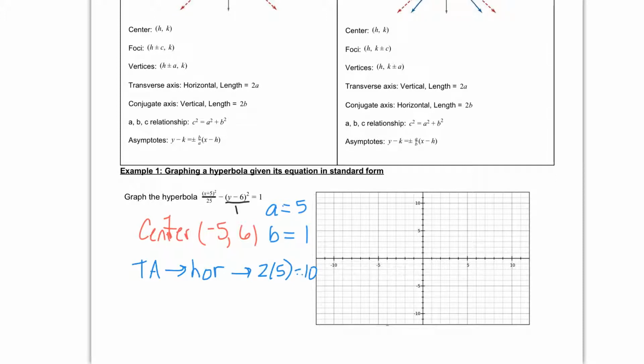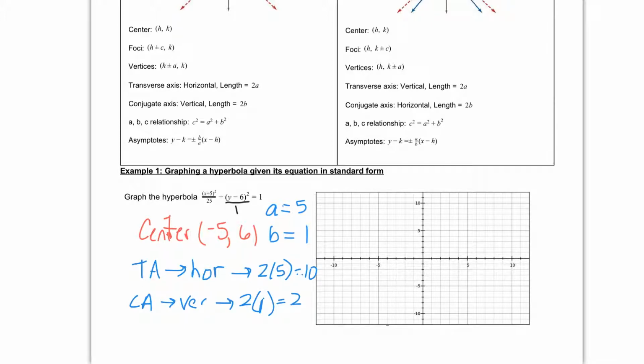And then I can take a look at my conjugate axis. I'm going to label that as CA. That's my vertical axis for this problem. And it's 2 times the b value, or 2 times 1, which is a total length of 2.